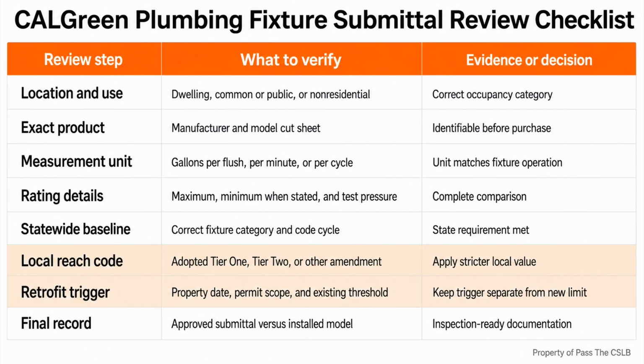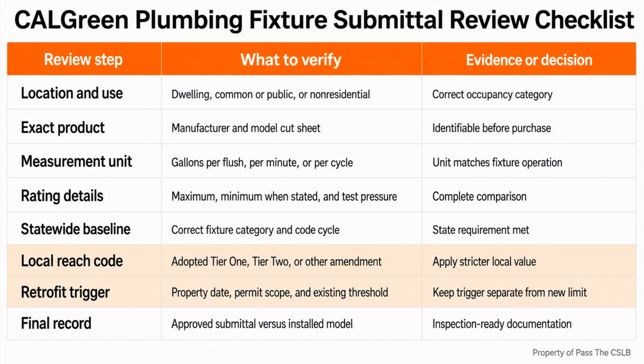My fixture submittal review follows a repeatable sequence. Identify the exact installation location and whether it is residential, common use, or non-residential. I read the model-specific product data. I match the unit to the fixture type. I verify the flow or flush value and the stated test pressure. I compare that information with the approved project requirements and statewide baseline. I then check local amendments or REACH code requirements before I approve procurement.